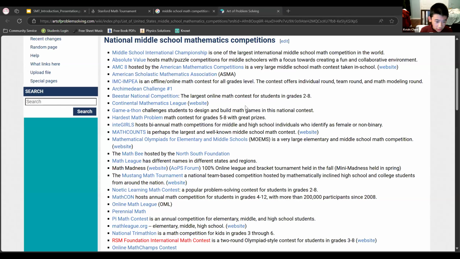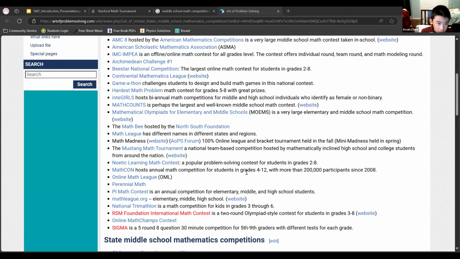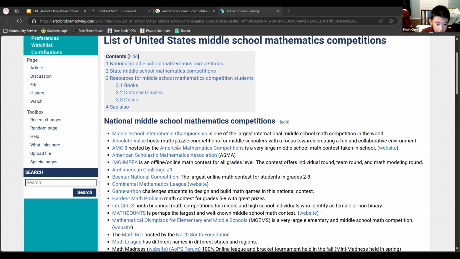I just pulled out a list right here. There are good middle school math competitions here. Personally, out of these, you could just look at them. This one I really haven't heard before. AMC 8, everyone knows about it. Definitely go do the AMC 8, because especially if you're preparing for the AMC 10 or 12, that really helps.